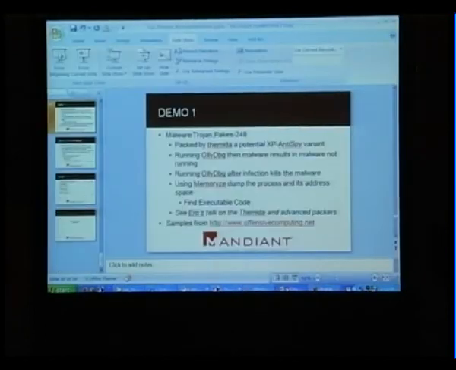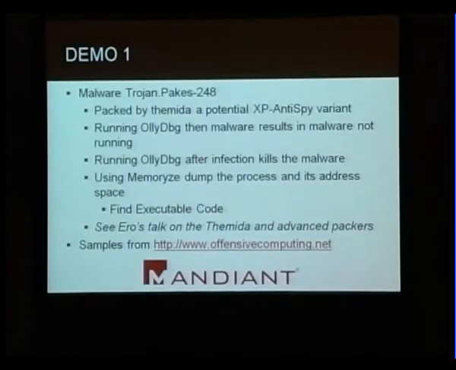I forgot a slide. The demo that I'm going to be doing here, the first one, is a Themida-packed binary, and Arrow is going to be talking about Themida and some other really cool packers in the next section, so I encourage you to stay. With the binary, we're going to run OllyDbg first, then run the malware and see what happens. Then we're going to acquire it because we can't acquire it using our traditional methods. And I've already rerun find executable code on Themida to discover some interesting things about it.